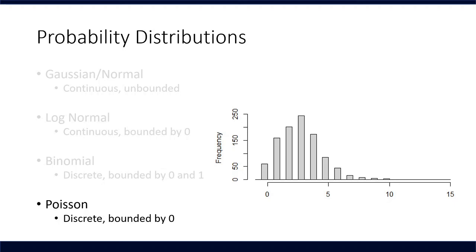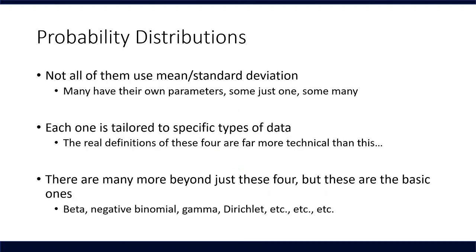Count data is the most common thing that a Poisson distribution is used for in archaeology. And of course, because it's a count, it's not often negative, and so this is a distribution that is bounded by 0. Now, it's also important to note that not all of these distributions and the others that exist out there use mean and standard deviation. Really, each of these probability distributions has their own parameters, some just one parameter, some several. And each probability distribution is tailored to specific types of data.